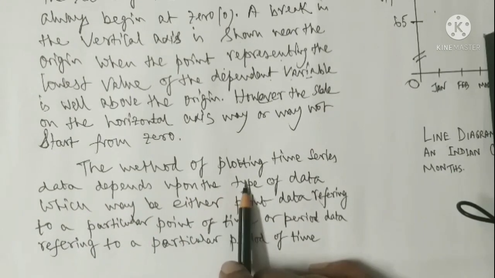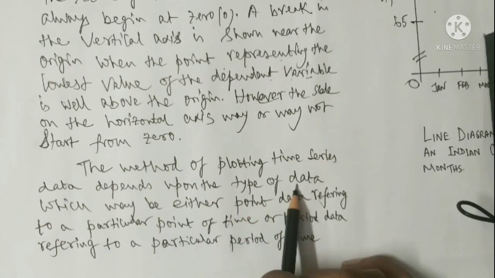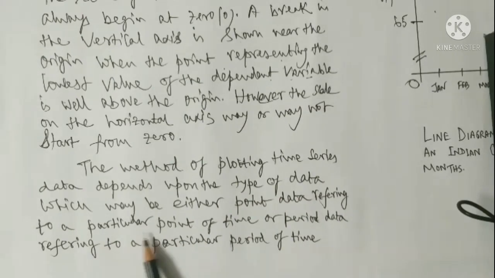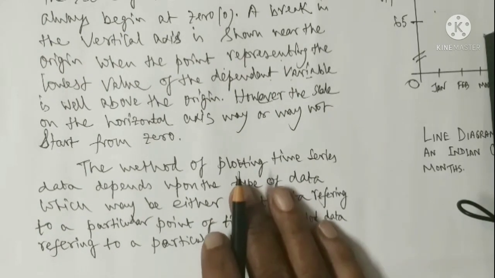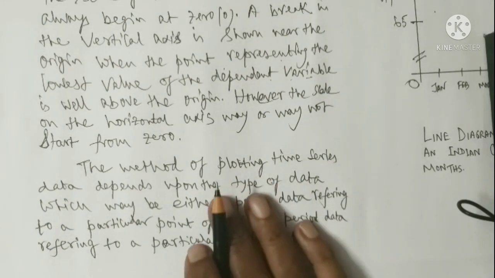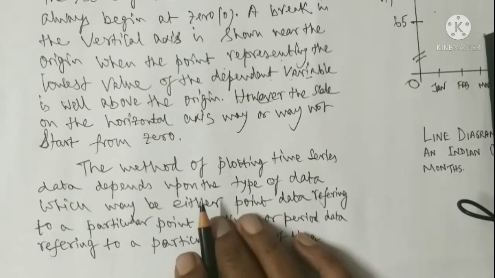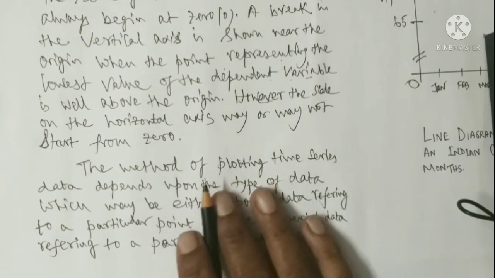The method of plotting time series data depends upon the type of data, which may be either point data referring to a particular point of time or period data referring to a particular period of time. That is, x-axis measurement is always time measurement and y-axis measurement is always the variable measurement. Now we will present an example by which the concept of line diagram can be clearly discussed.